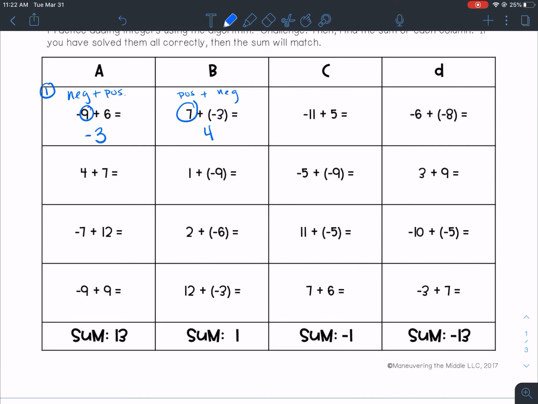Okay, let's do one more, and I will move on. So now I have a negative plus a negative.